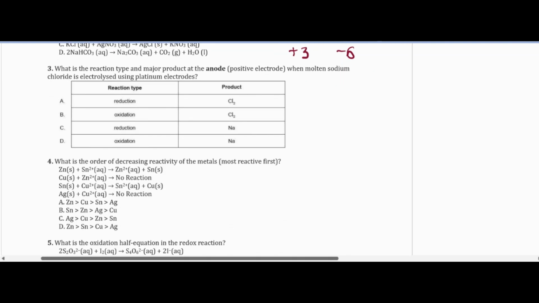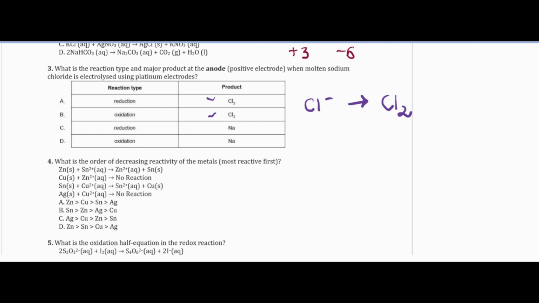3. What is the reaction type and major product at the anode when molten sodium chloride is electrolyzed using platinum electrodes? Okay, so since we're talking about the product at the anode, at the positive electrode, it will be the negative ion that goes there. So that will be the chloride ion. It will go to the anode, it will be oxidized, and therefore it will turn into the diatomic molecule chlorine. So either A or B.